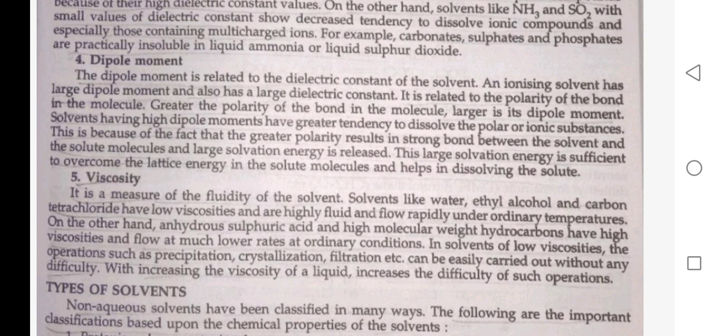Solvents having a high dipole moment have a greater tendency to dissolve polar or ionic substances. This is because the greater polarity results in a strong bond between the solvent and the solute molecules, and a large solvation energy is released. This large solvation energy is sufficient to overcome the lattice energy in the solute and helps in dissolving the solute.